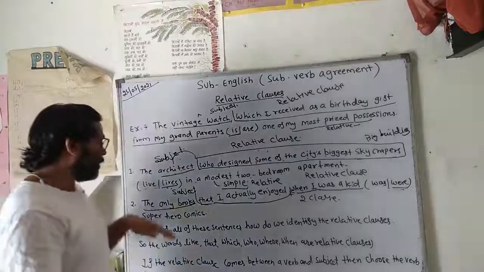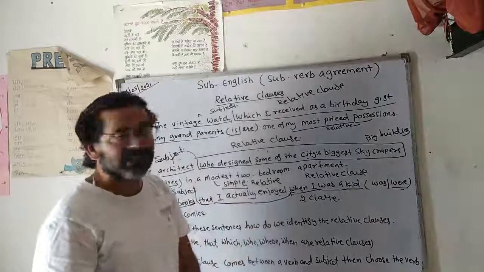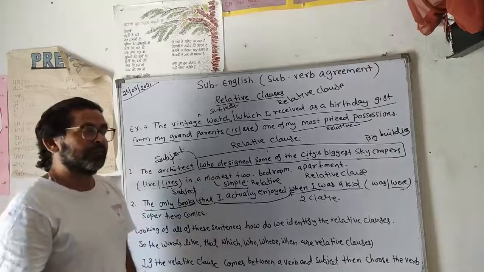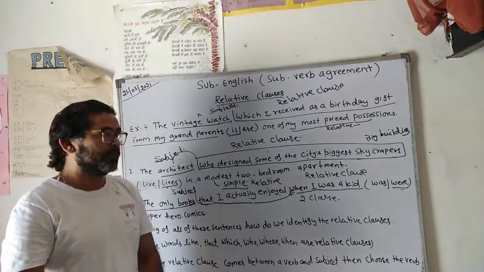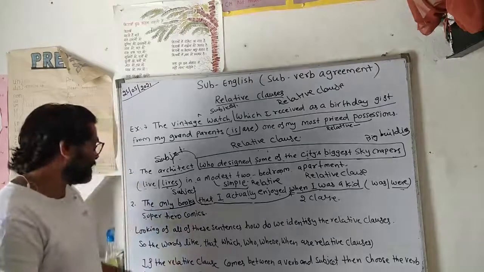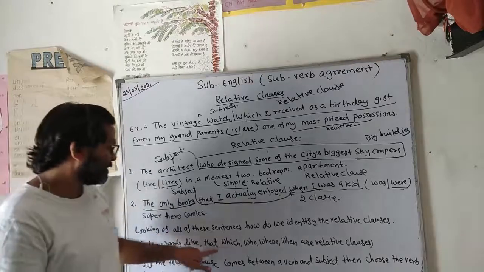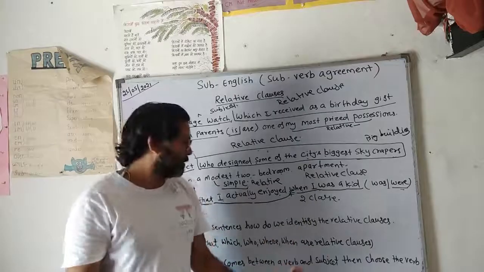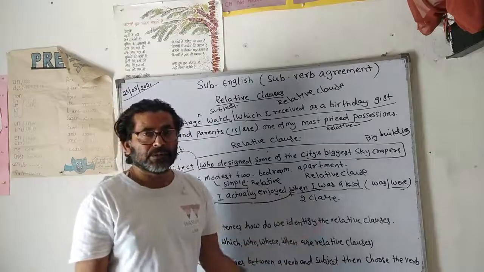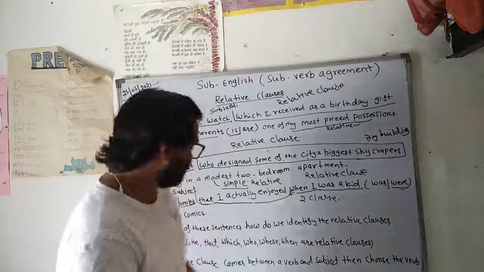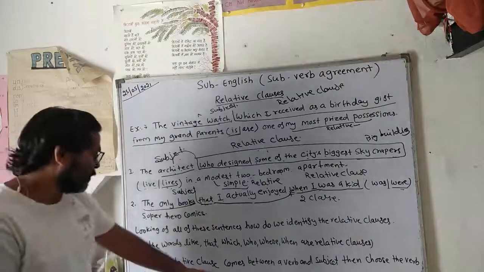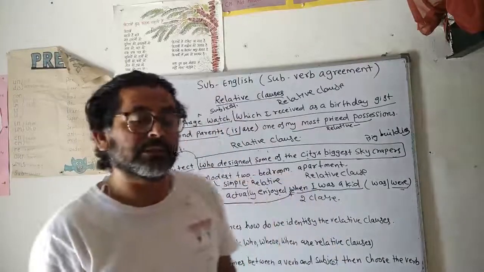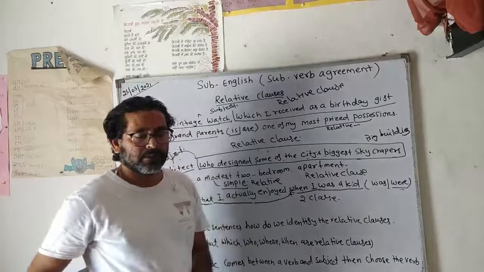So looking at all of these sentences, how do we identify the relative clauses? There are some relative pronouns which explain the relative clauses. If a clause begins with that, which, who, where, when, these all demonstrate relative clauses. Yeah. So if the relative clause comes between the verb and the subject, we have to choose the verb according to the subject.